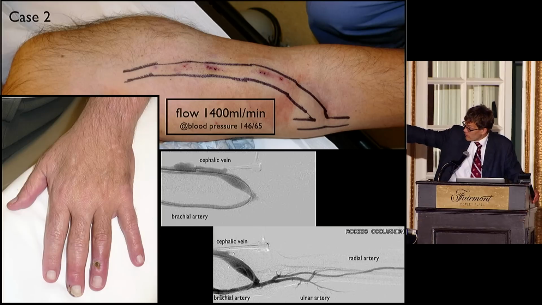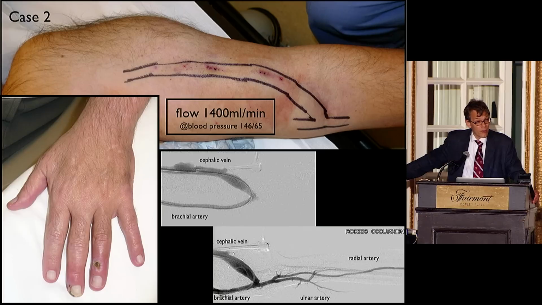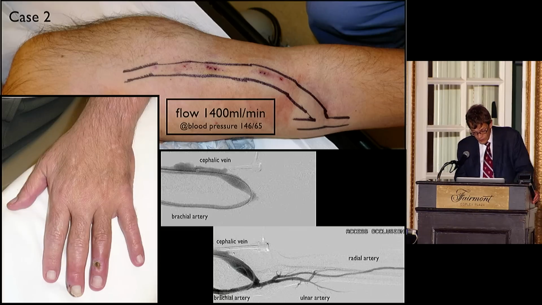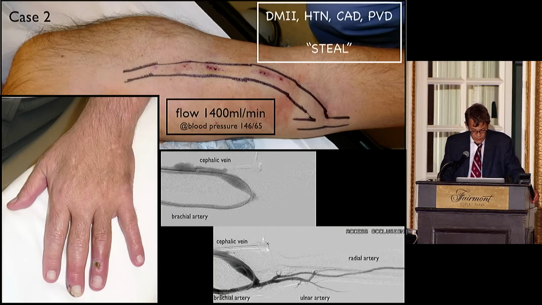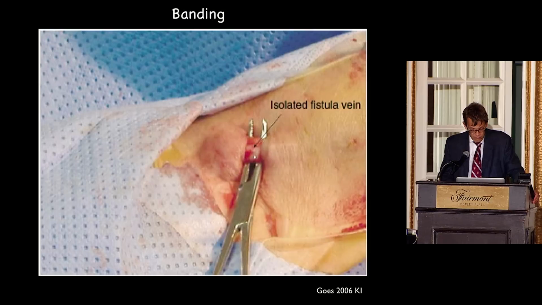So the entire blood flow that goes to the hand is through small collaterals that travel parallel to the brachial artery, because brachial artery blood flow completely goes into the fistula. In order to treat this, you can use a technique that's called banding.